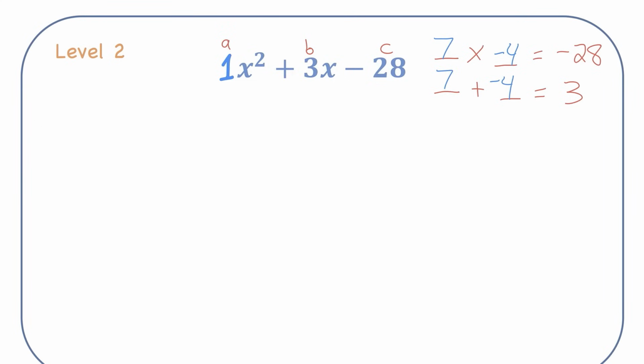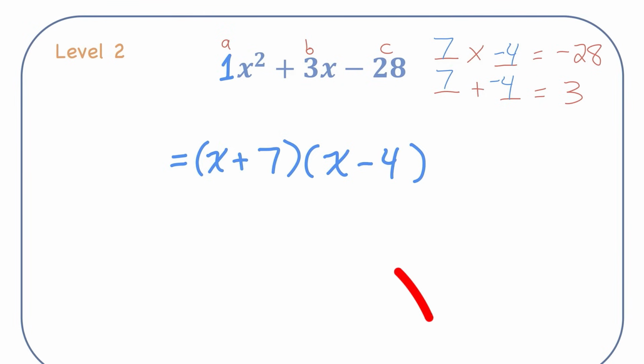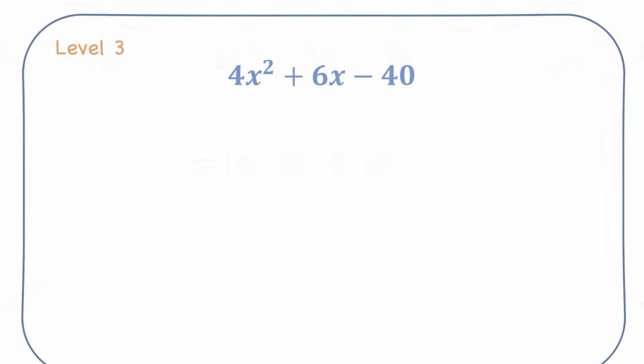So I know I can rewrite that quadratic in factored form, right? A product of two binomials, where the first term in each binomial is an x, and the second term in each binomial, I just add each of these numbers that satisfy my product and sum. So my factors are x plus 7 and x minus 4. Here we go. Level 2 has been factored. Level 3.